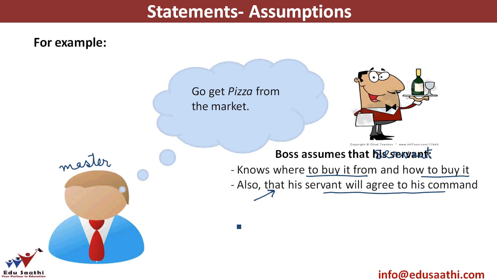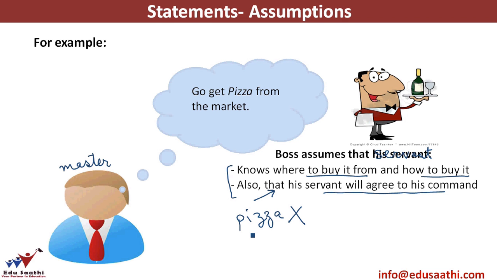What will be the result, whether he will get the pizza or not, whether the pizza was delivered or not, is a part of the conclusion and not the assumption. You are saying this because you are assuming these things. Whether the servant will get a pizza is not a part of your assumption.